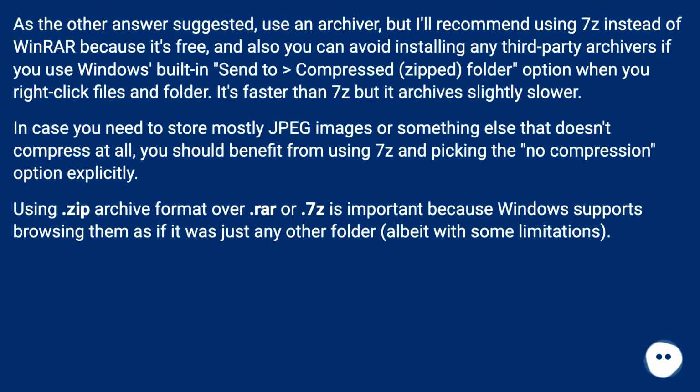As the other answer suggested, use an archiver, but I'll recommend using 7Z instead of WinRAR because it's free, and also you can avoid installing any third-party archivers if you use Windows built-in. Send to, Compressed (zipped) folder is the option when you right-click files and folders. It's faster than 7Z, but it archives slightly slower. In case you need to store mostly JPEG images or something else that doesn't compress at all, you should benefit from using 7Z and picking the No Compression option explicitly.